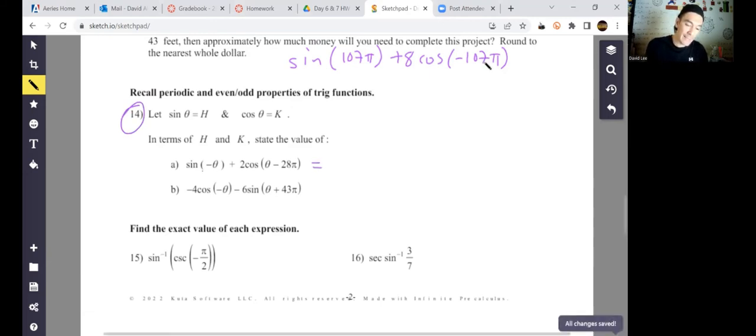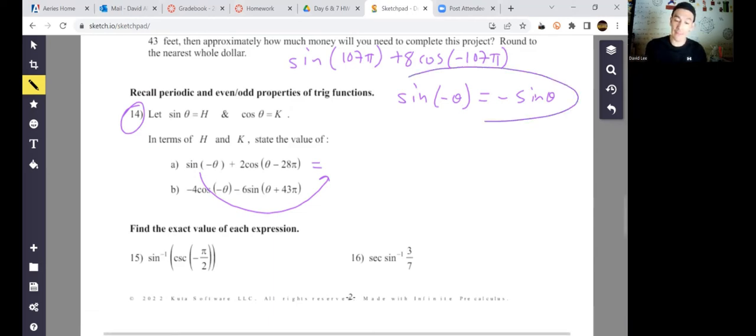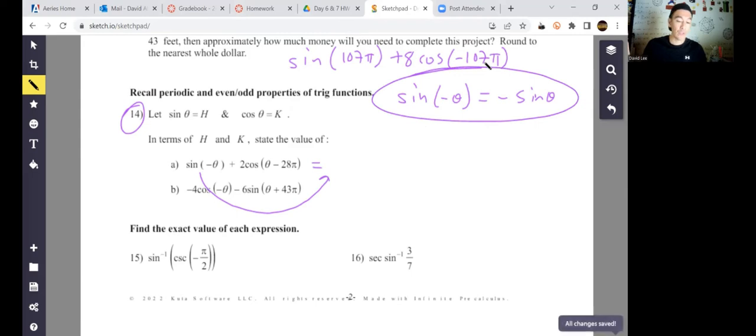What could replace the sine of negative theta? One of the facts from the other day was that sine of negative theta equals negative sine of positive theta. So by substitution, this is a fact, just a straight up fact, an identity. Sine of negative theta gets replaced by negative sine of positive theta. And then we have +2 times.